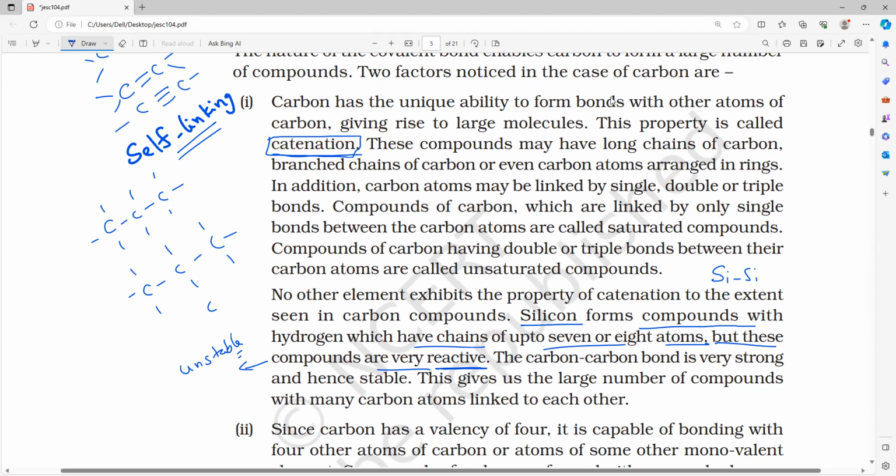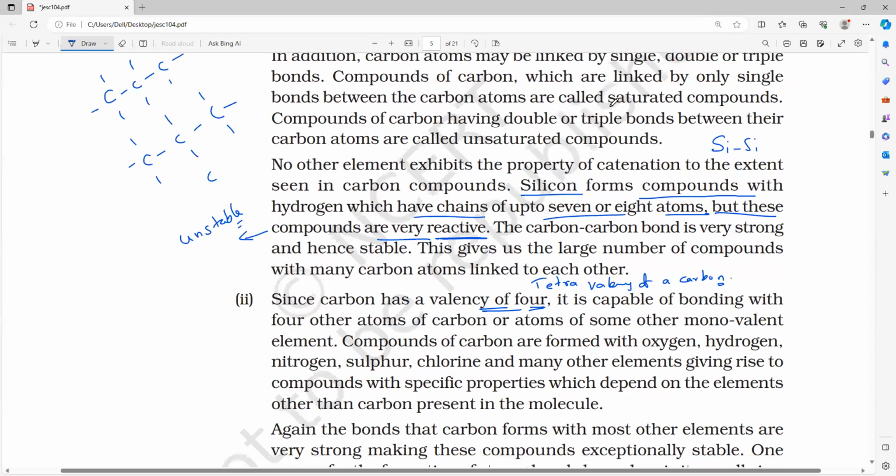And next one, carbon valency is 4. We call this tetravalency of carbon. So it cannot lose 4 electrons, or gain 4 electrons. It has one and only way. What is the way? It needs to share the electrons. Understand? So that is the second property.